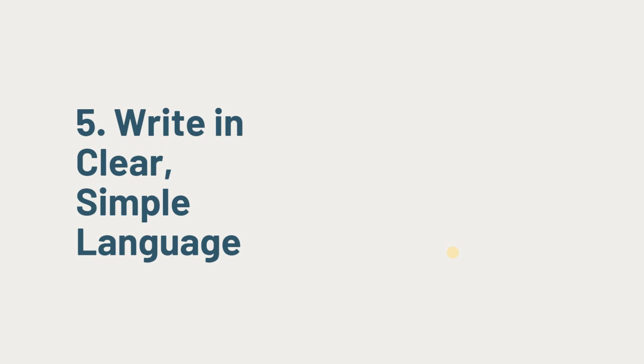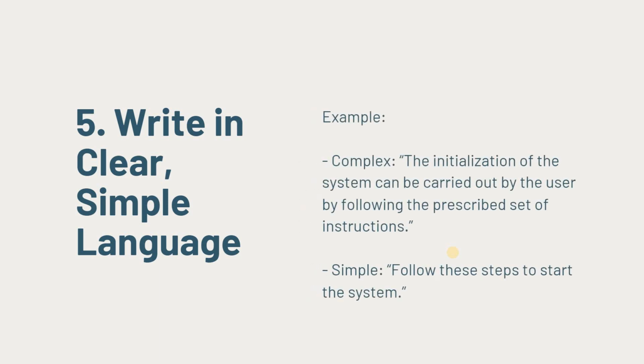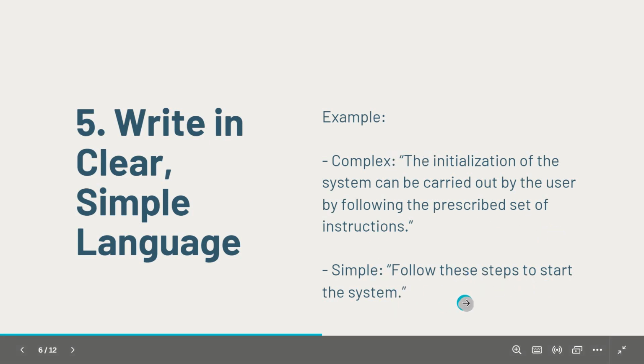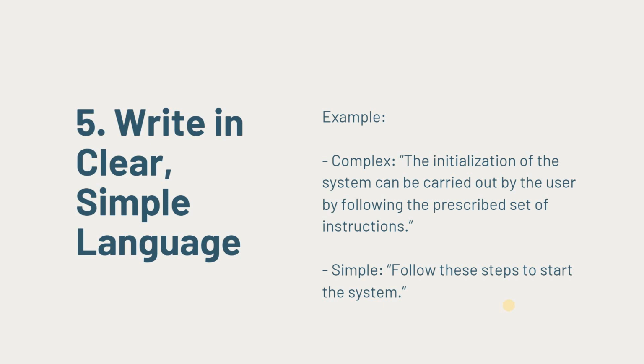Number 5 is write clear and simple language. Technical documentation should be easy to understand. Avoid hard language as much as necessary, and use active voice. Here is an example. The initialization of the system can be carried out by the user by following the prescribed set of instructions. This means the same as: follow these steps to start the system. You see the difference. The first one is complex. The second one is just as simple as it can be. Simplify the way you write as much as possible.